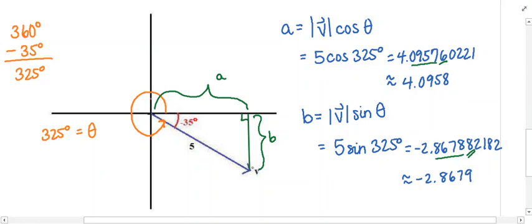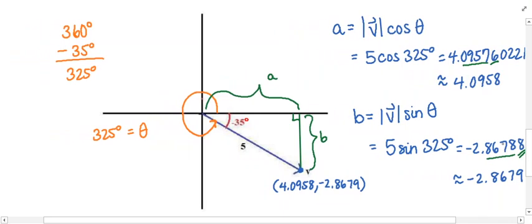So you've got your horizontal component and you've got your vertical component. Remember what that means. This terminal point of the vector, its xy pair, its point in the plane, is approximately 4.0958 and then negative 2.8679. That is that terminal point. Those are the coordinates of the terminal point. That's what the components tell you.